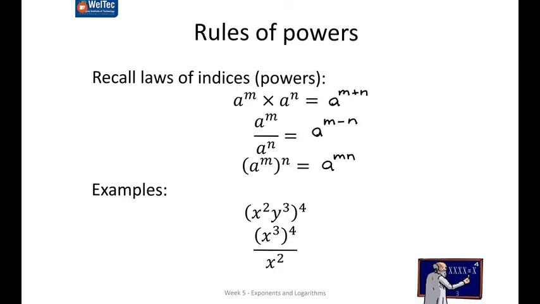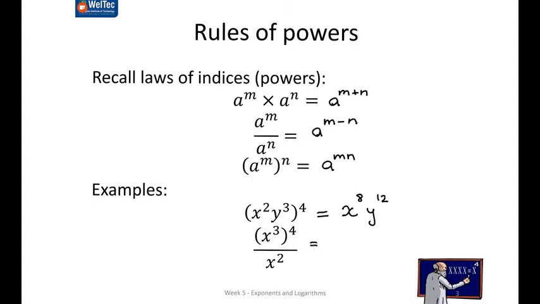x squared, y cubed, all to the power of 4. That means everything has to be raised to the power of 4. So it would be x squared to the power of 4, that would be x to the power of 8, and y to the power of 3 to the power of 4, 3 4s are 12.